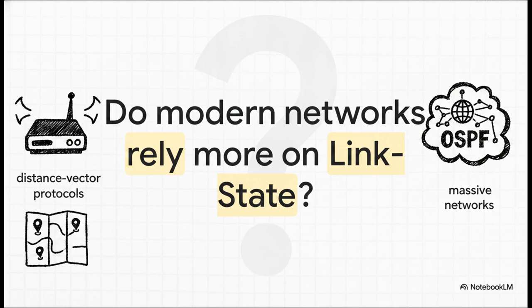So, to wrap up this explainer, I want to leave you with this thought. Distance vector protocols laid the absolute groundwork for how we connect, and they are definitely still used today. But as our networks have grown vastly more complex, the landscape has fundamentally shifted. Do modern, massive networks rely more on link state protocols like OSPF for their internal routing, or BGP to keep the broader global internet moving? Understanding distance vector is the key to unlocking how we got here, and more importantly, where networking is heading next.